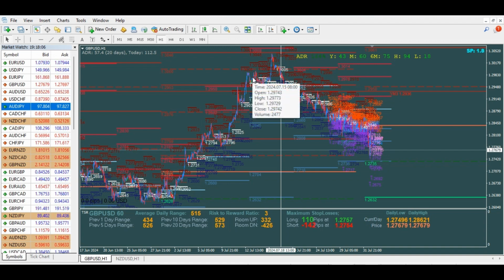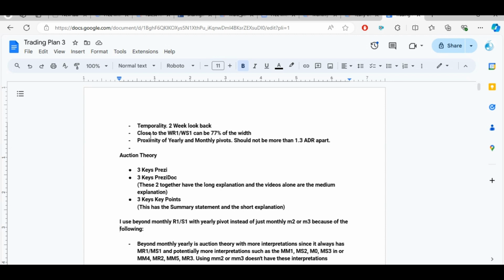But I was speaking with a friend of mine who's also a trader, and what he recommended was if we could take a percentage of the distance between the weekly R1 and the weekly middle pivot, right? I would say close to weekly R1 can be 77% of the distance between the WR1 and the weekly middle pivot, right?